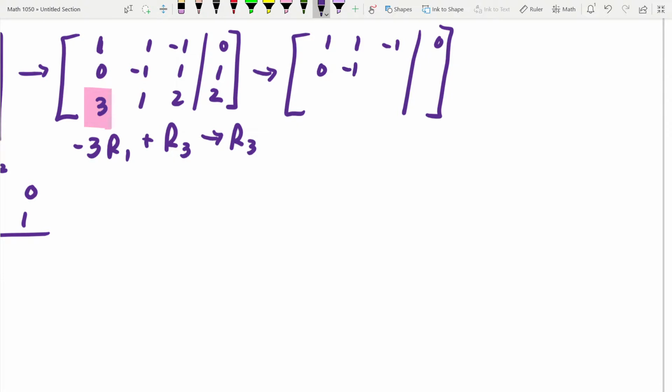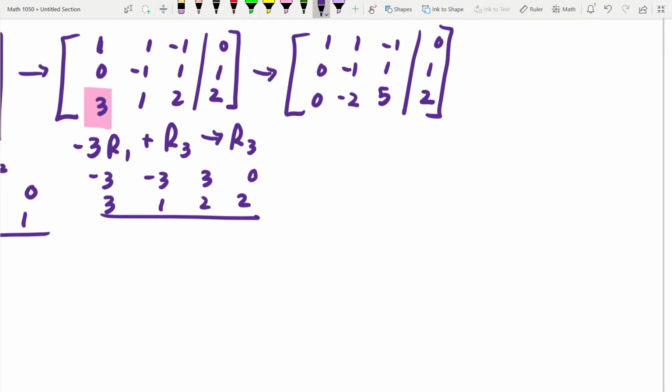Row 2 doesn't change. Take a -3 across the top. I want to see these numbers: -3, -3, 3, 0. Underneath, 3, 1, 2, 2. Add them together: 0, -2, 5, and 2.